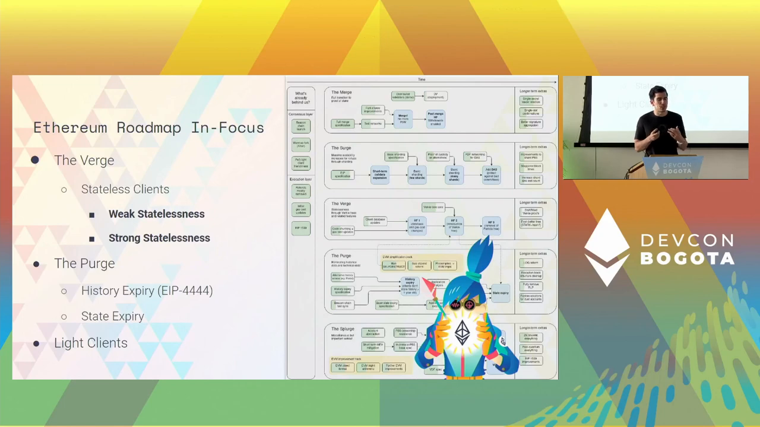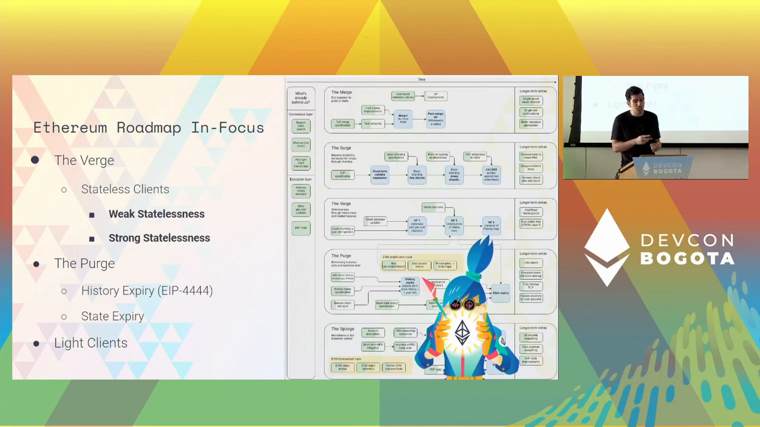Weak statelessness is where builders provide the witness of state that's being used by a transaction. In strong statelessness, the end user, when they submit a transaction, would also have to submit the state that transaction is going to access as a witness to the network.